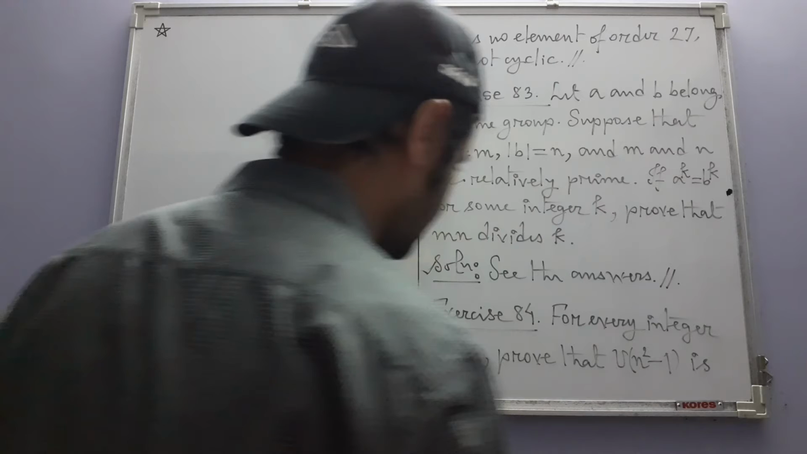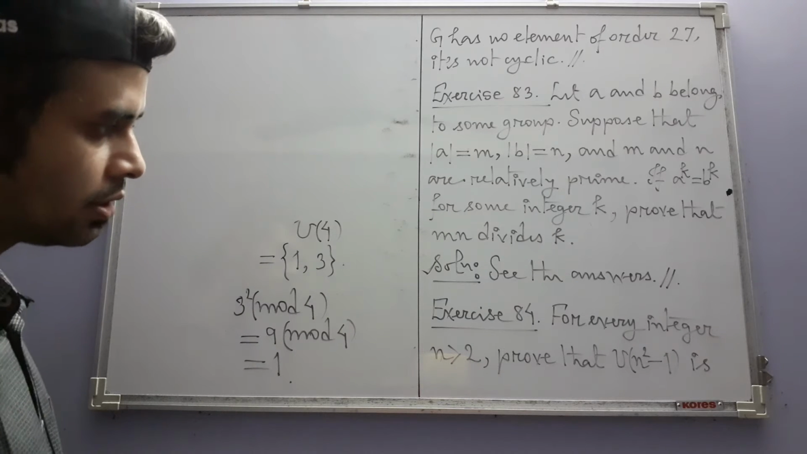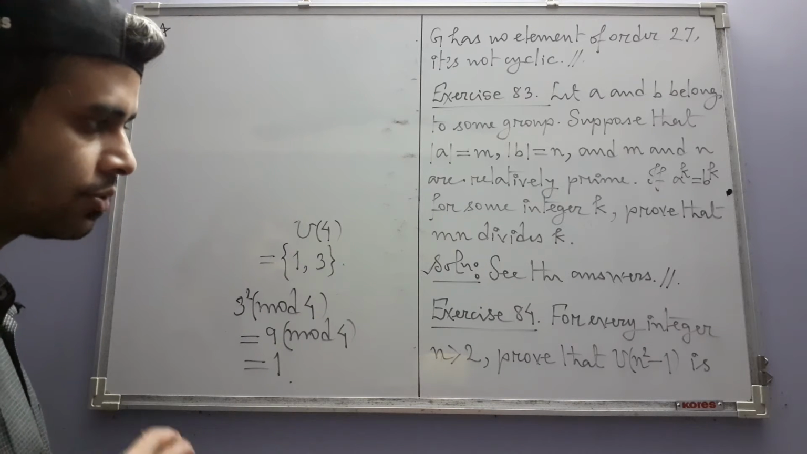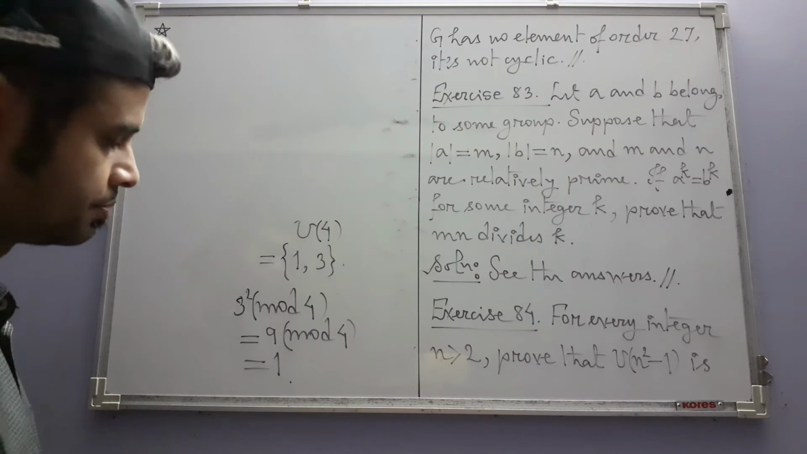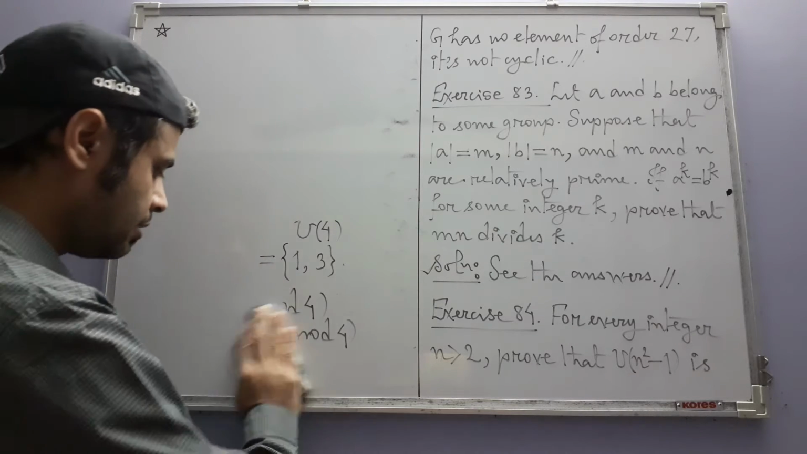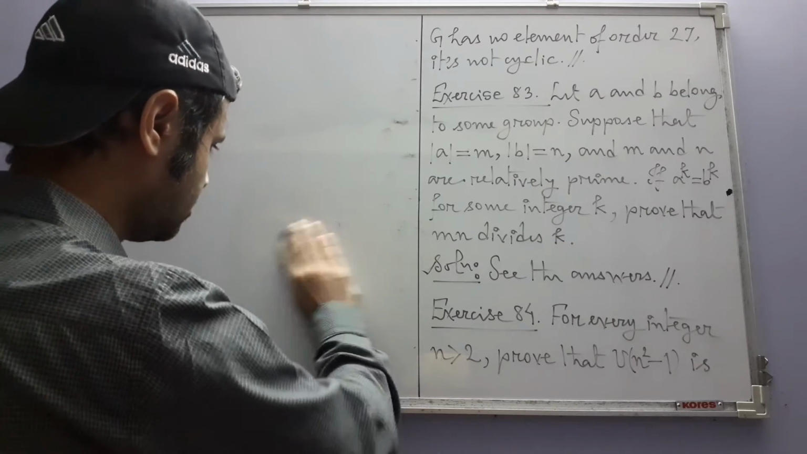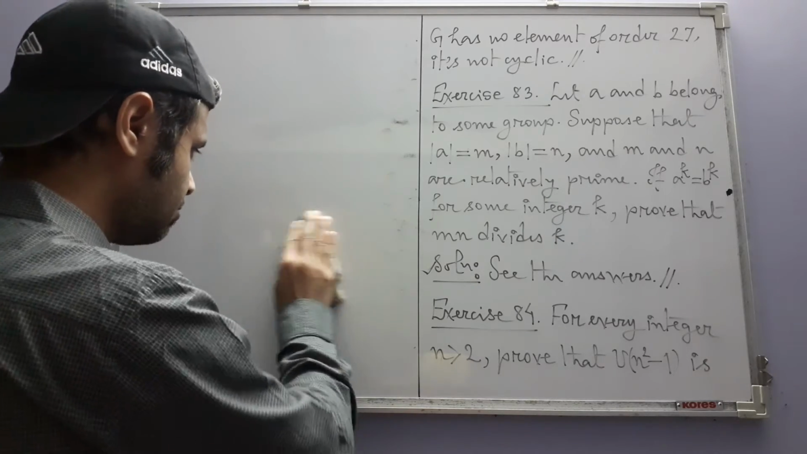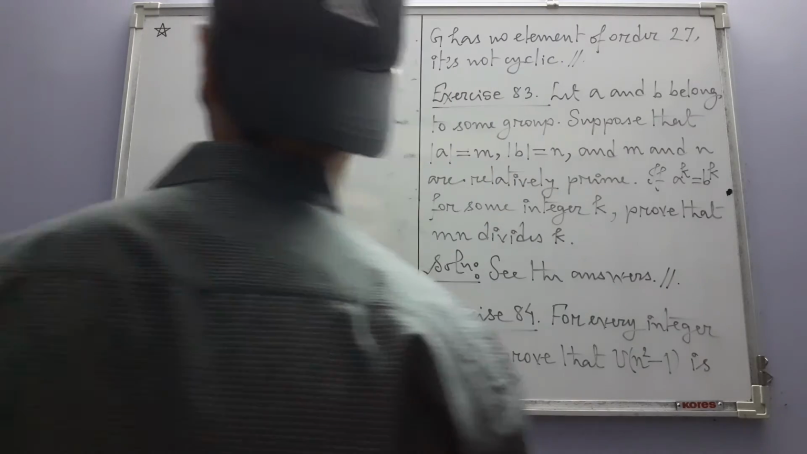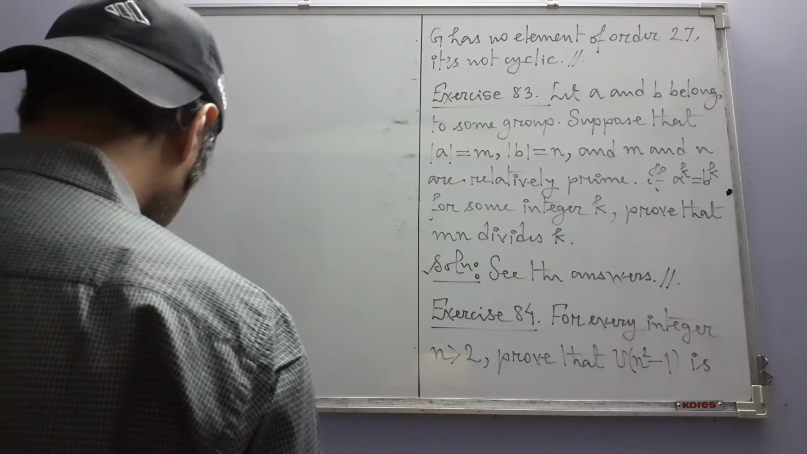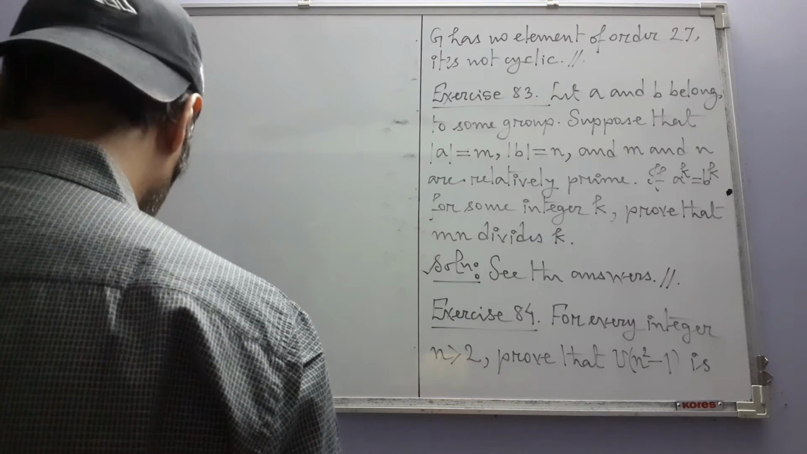Now it is given that n is some integer greater than 2, we have to somehow conclude that this group is not cyclic. And here we will take the help of the results that we have seen in the section on cyclic groups. One such result is this.